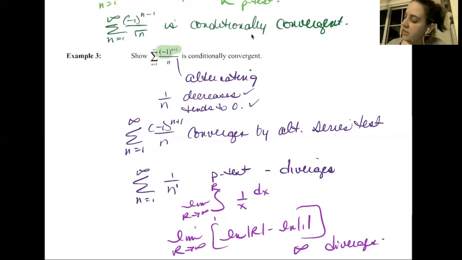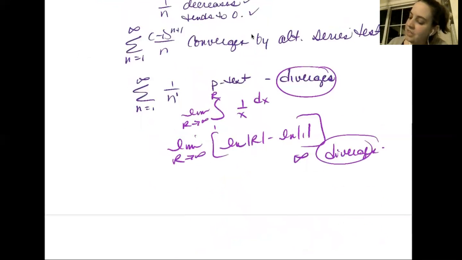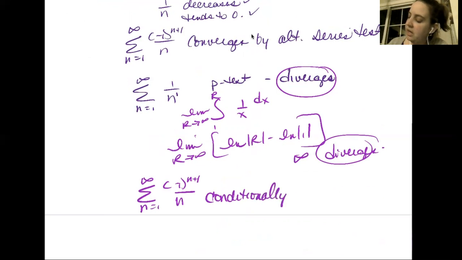So we know that it diverges, the absolute value piece. So this is conditionally convergent. So not only does it converge, that original one, but it's conditionally convergent instead of absolutely convergent.